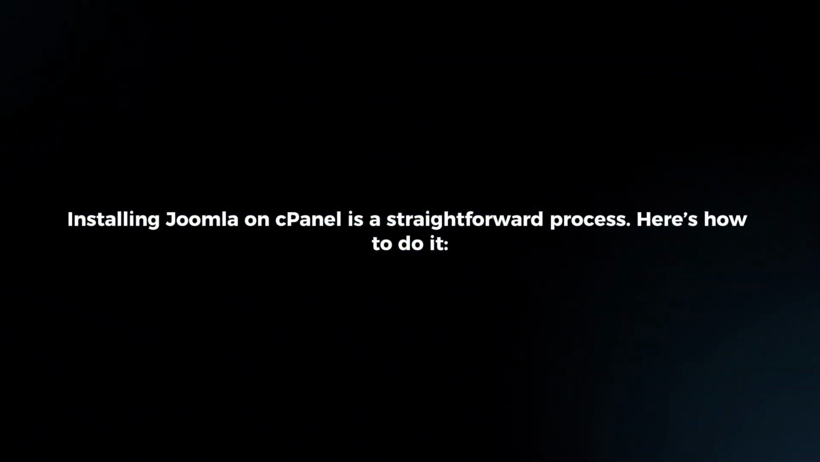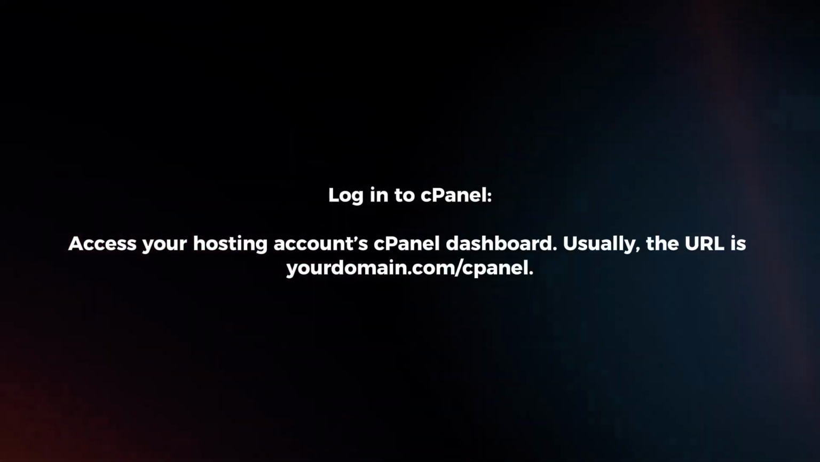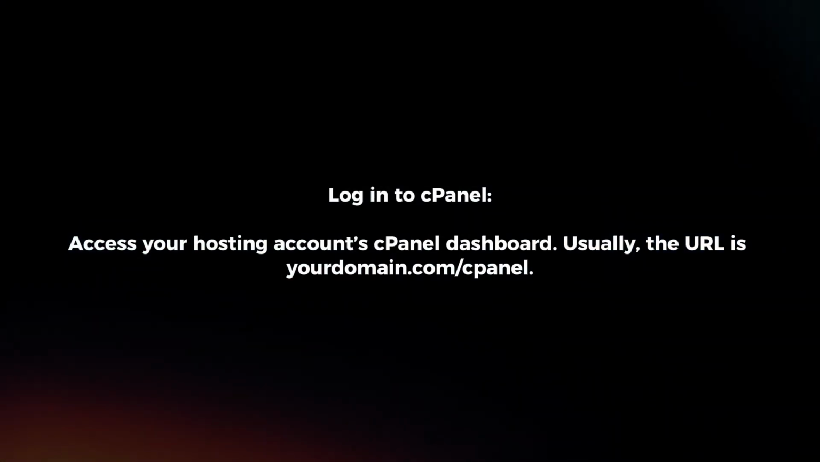Installing Joomla on cPanel is a straightforward process. Here's how to do it. Log into cPanel. Access your hosting account's cPanel dashboard. Usually, the URL is the following.